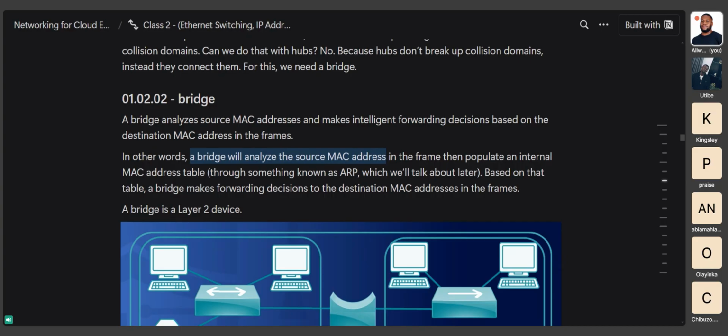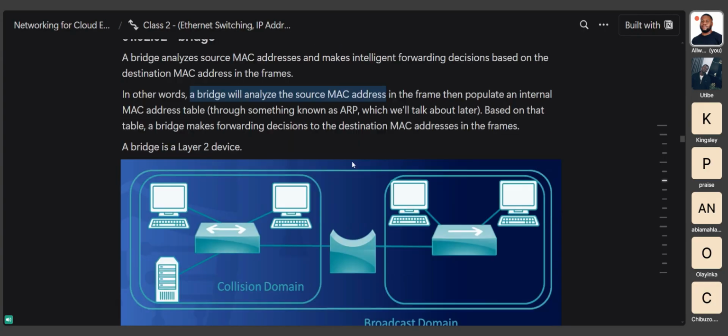So a bridge analyzes the source MAC address. MAC addresses are layer 2 concepts. As we go through this, it will be explained more, so that we can have time to go through the rest of the things we have for today.